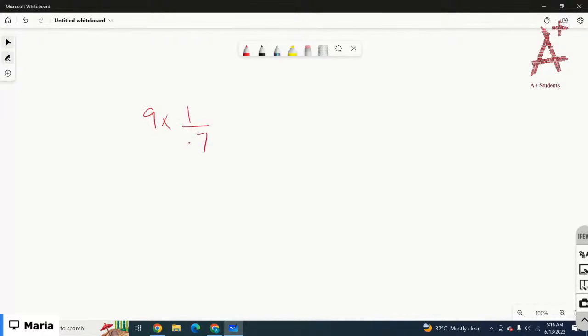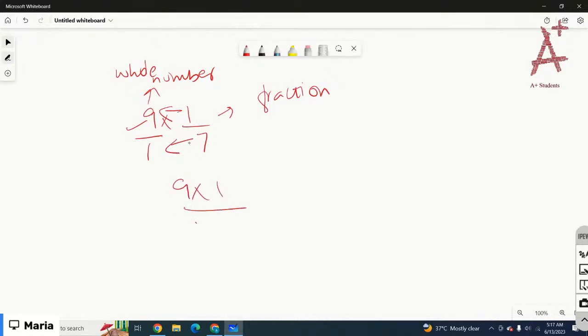Here, 9 is a whole number, and this one is the fraction. Got it? 9 doesn't have any denominator, that means it has the denominator 1. Now you have to multiply, and both of them look like fractions. So when you are working with fractions, you need to do numerator times numerator and denominator times denominator. So you have to do 9 times 1 and 1 times 7. So 9 times 1 is 9 and 7 times 1 is 7.